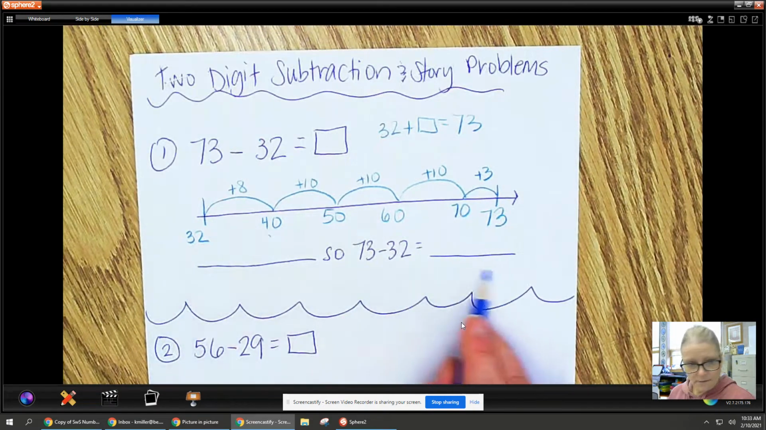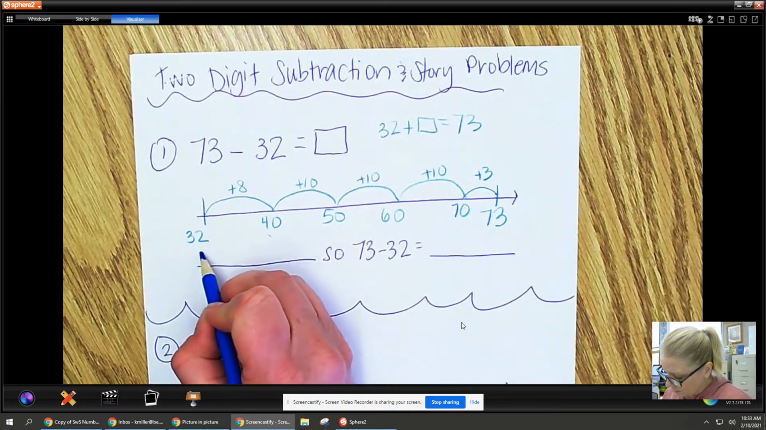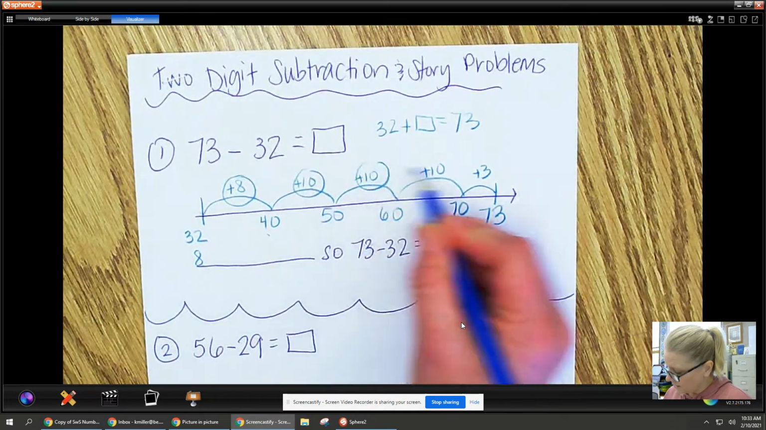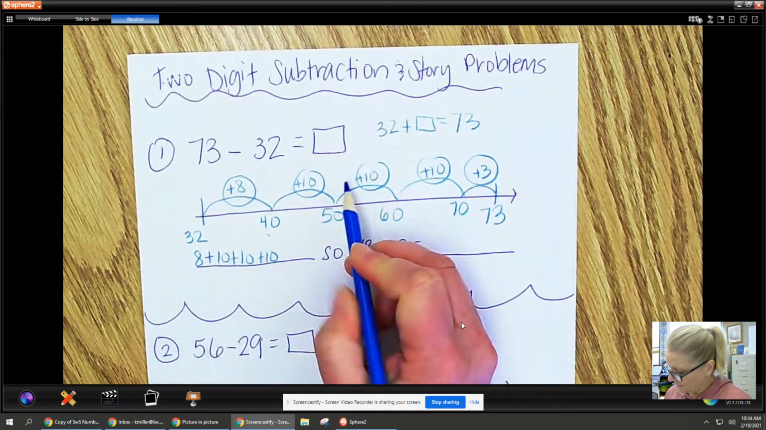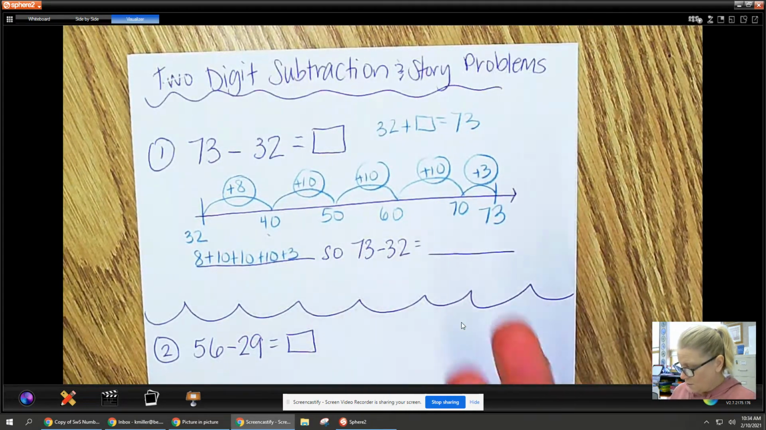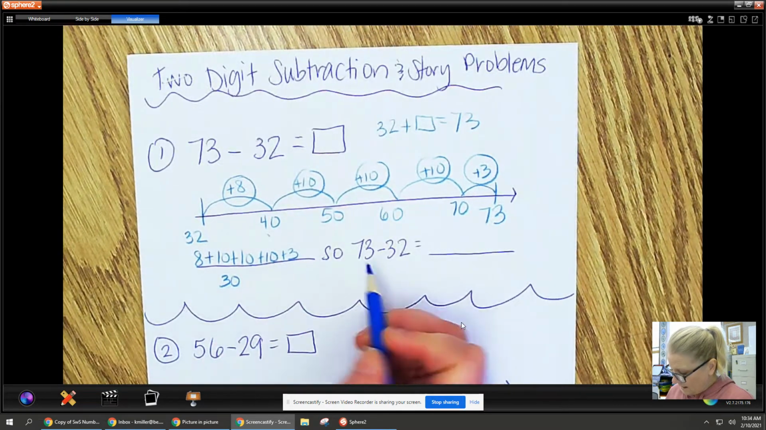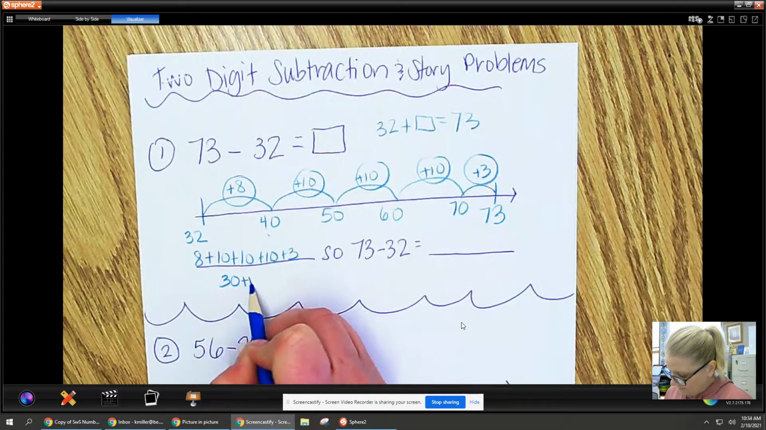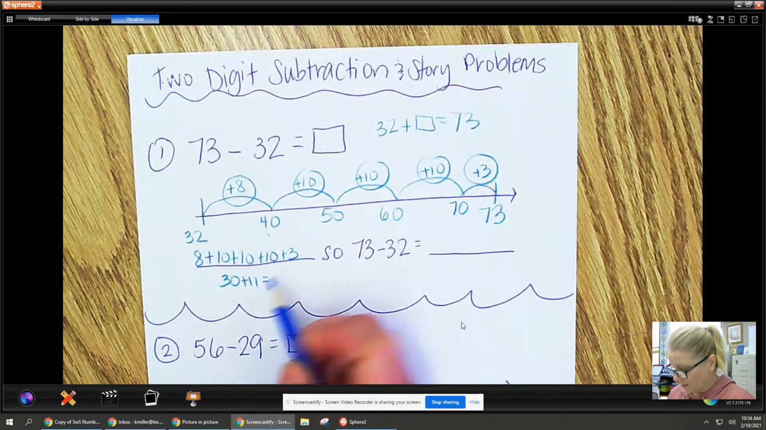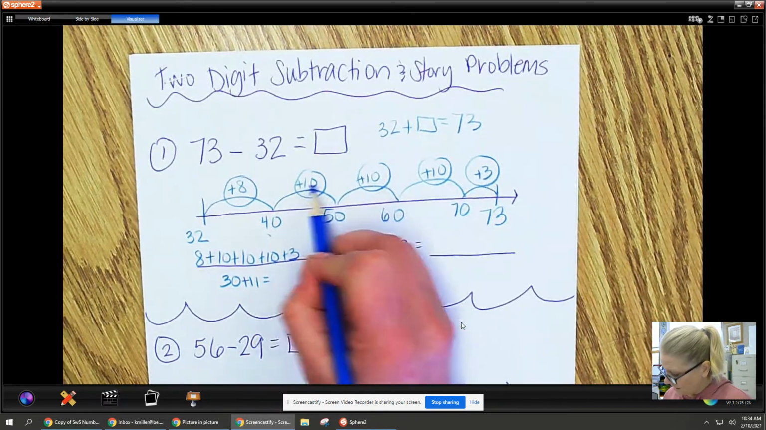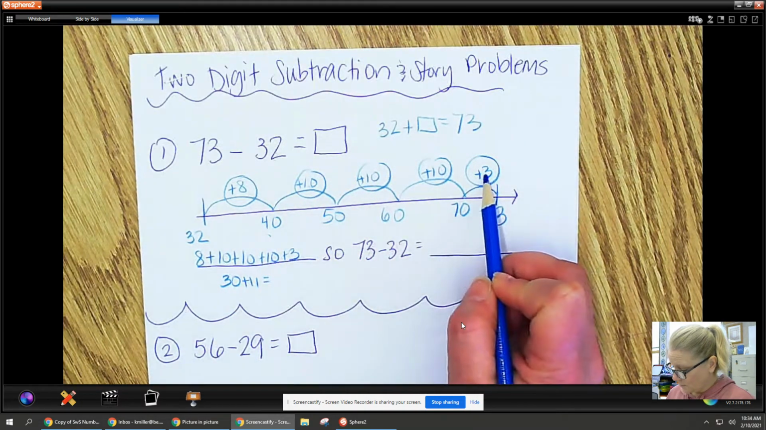Down here, you'll have a little line, and it says, so the equation is... What you're going to do in this box is take all these numbers and add them up: 8 plus 10 plus 10 plus 10 plus 3. I know right away that this is going to be 10, 20, 30, plus 8 and 3 is 11. So my answer is going to be 41. 10, 20, 30, plus 8 is 38, and 3 more is 41.